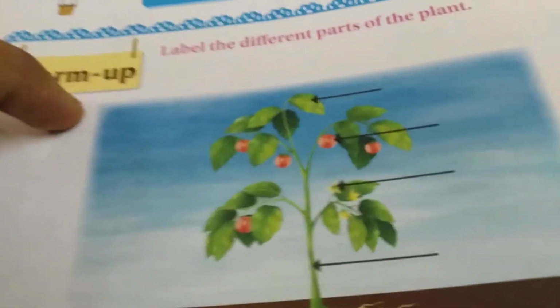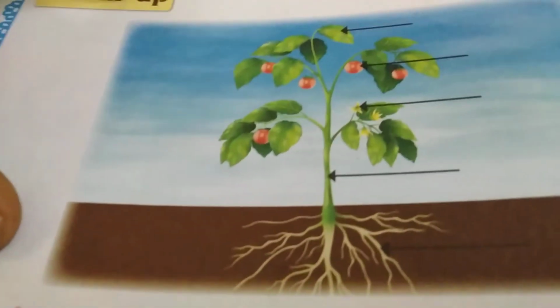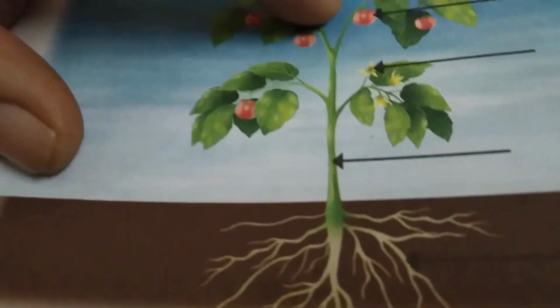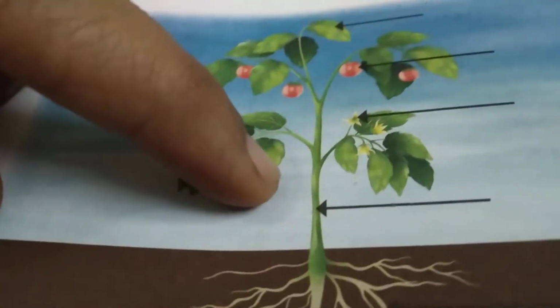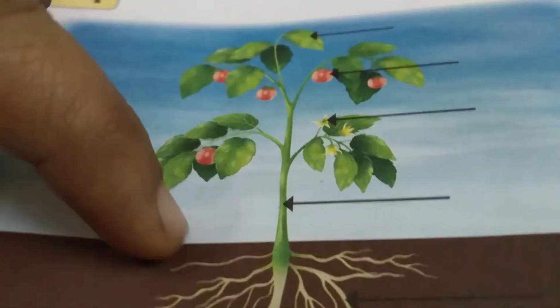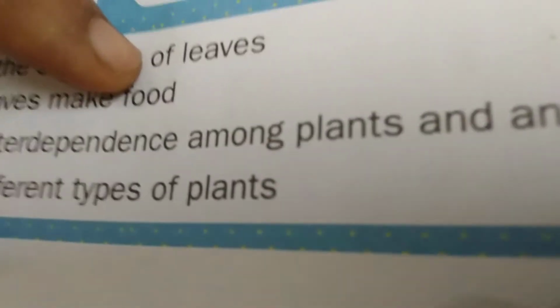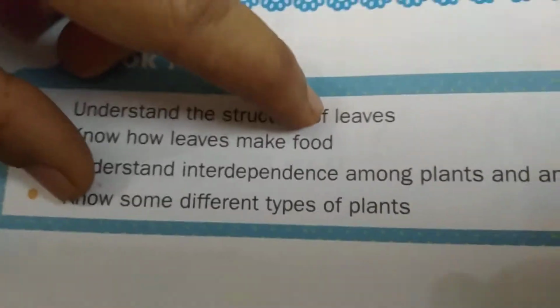In an earlier class we have studied about parts of the plant. Have you labeled the parts of the plant, children? So here, what are the parts of the plant? They have given leaves, fruit, bud, stem, flowers, roots. These are the parts of the plants. Here we have studied the structure of leaves, how leaves make food, interdependence among plants and animals, and some different types of plants. To start the reading part of the lesson, page number 181.